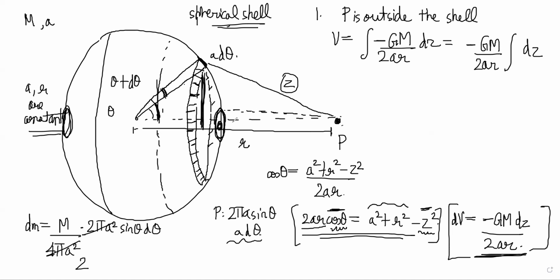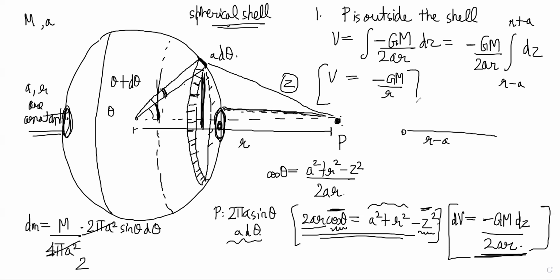Right now it is not really r minus a because it's at an angle. But as theta tends to 0, the ring becomes a point, and the distance is simply r minus a. And when you come to the other side, when theta is pi, the distance is r plus a. So it is from r minus a to r plus a, and you get r plus a minus r minus a, which is going to give you 2a. So when you divide GM by 2ar into 2a, you get minus GM by r.